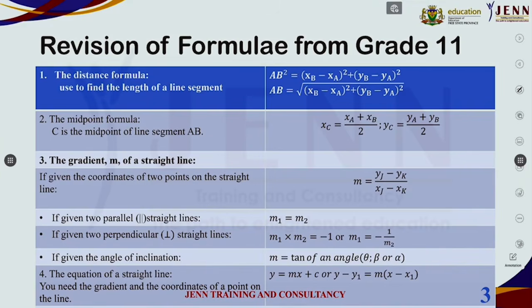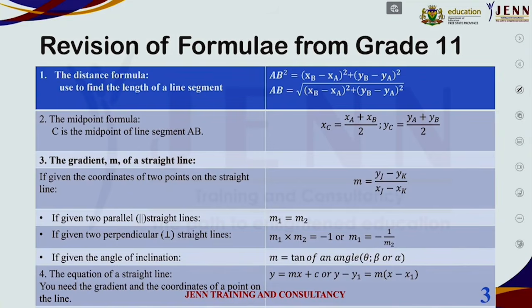Let us start here. If we are having two points, point A and point B, then what will be our distance formula? It will be AB squared equals (x of B minus x of A) to the exponent of 2, plus (y of B minus y of A) to the exponent of 2.